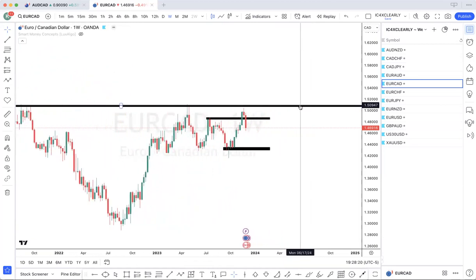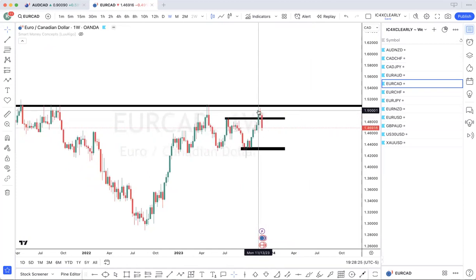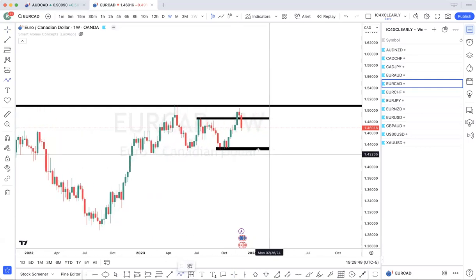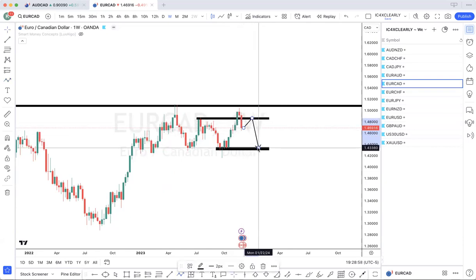Euro CAD. So price broke out. We're in the wicks of an order block. It did not break these highs and then came back into our zone, started breaking this low. Then we have equal lows here, and we're in an order block. So we're within a weekly order block. So price could come back here, fill this imbalance to continue selling down to here.